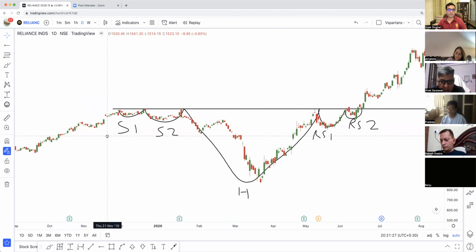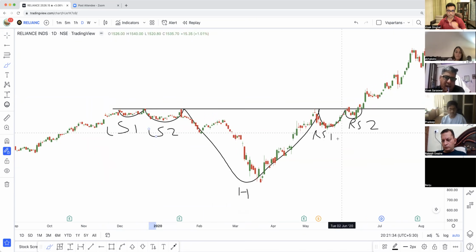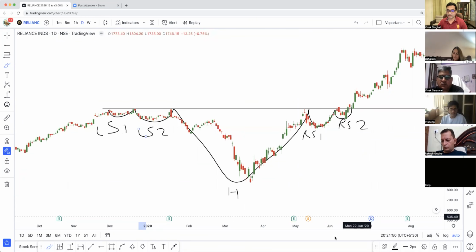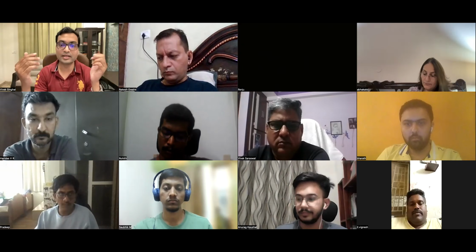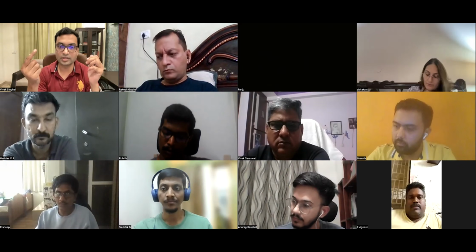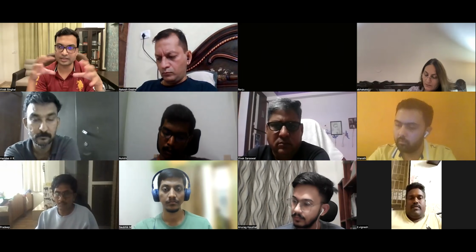This is left shoulder 1. This is left shoulder 2. This is the head. This is right shoulder 1 and right shoulder 2. There could be more shoulders on either side. It could be that on the left-hand side there is one shoulder and on the right-hand side there are two shoulders. It is also possible that on the left-hand side there are two shoulders and on the right-hand side there is one shoulder.